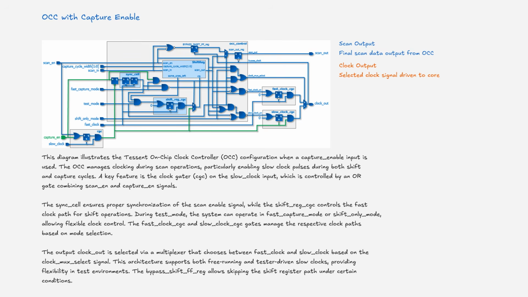The output clock out is selected via a multiplexer that chooses between fast clock and slow clock based on the clock multiplexer select signal. This architecture supports both free-running and tester-driven slow clocks, providing flexibility in test environments. The bypass shift flip-flop register allows skipping the shift register path under certain conditions.